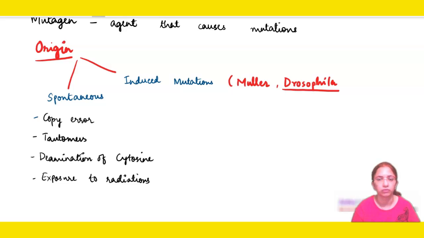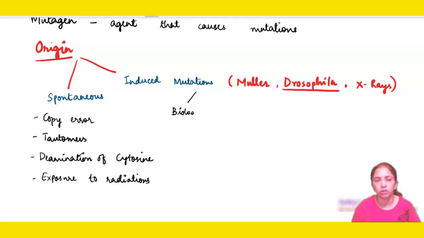So Muller is the name of the scientist. The organism in which he induced the mutations is Drosophila, and he used which radiations? X-rays. So this is a very important question for competition and for the home examination, that who used them for the very first time. So the answer is Muller. On which organism? Drosophila melanogaster. Which radiations were used? X-rays. Okay. So induced mutations are the ones that will be deliberately done.